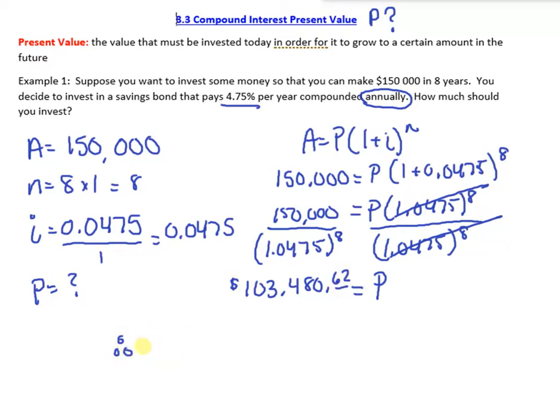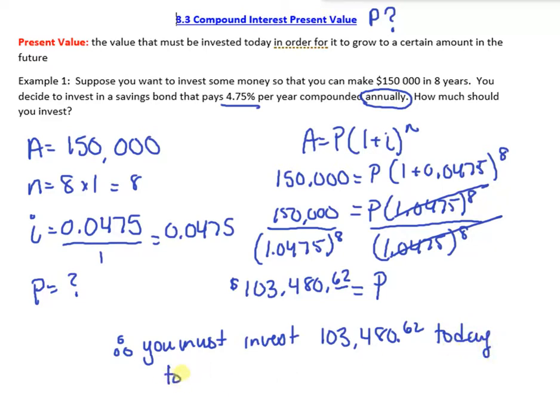Okay, so therefore, you must invest $103,480.62 today to have $150,000 in 8 years.